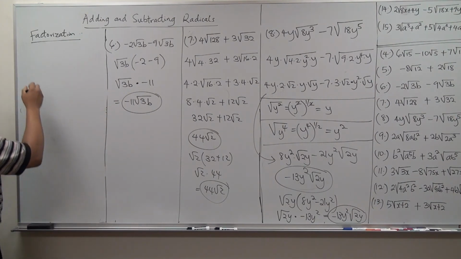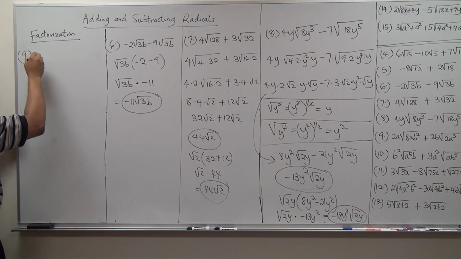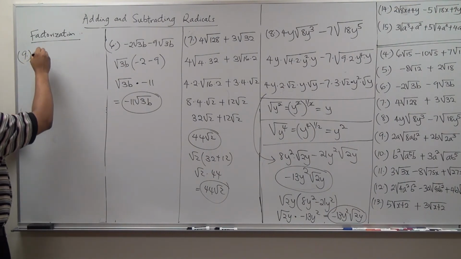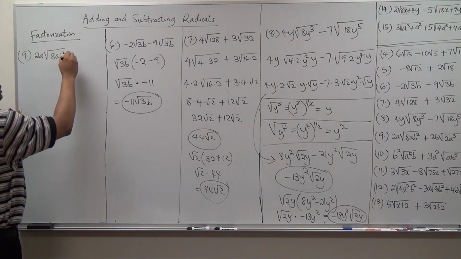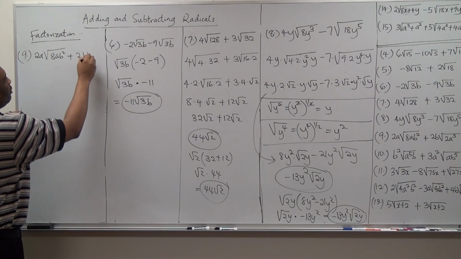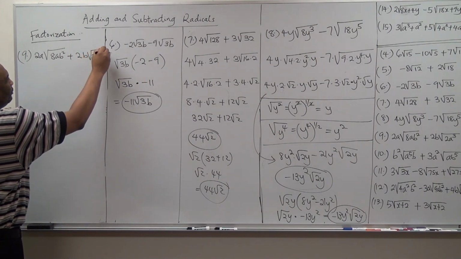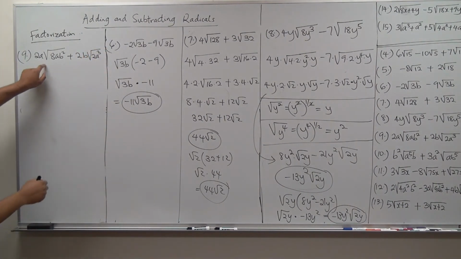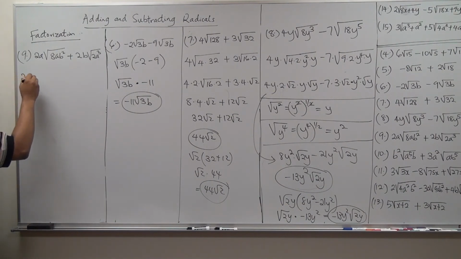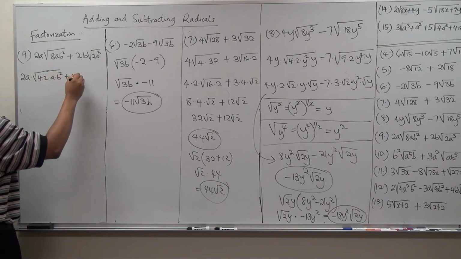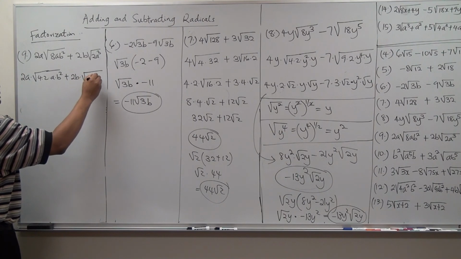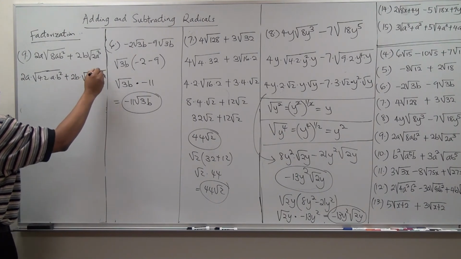So it's good to know the simplification of radicals before watching the video. This is 2a square root of 8ab squared plus 2b square root of 2a cubed. Right? So we simplify: square root of 4 times 2 times a times b squared, plus 2b times square root of 2 times a squared times a.